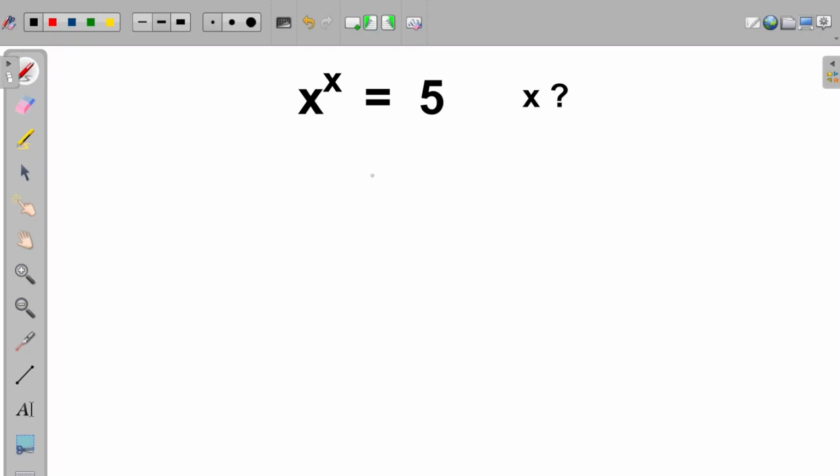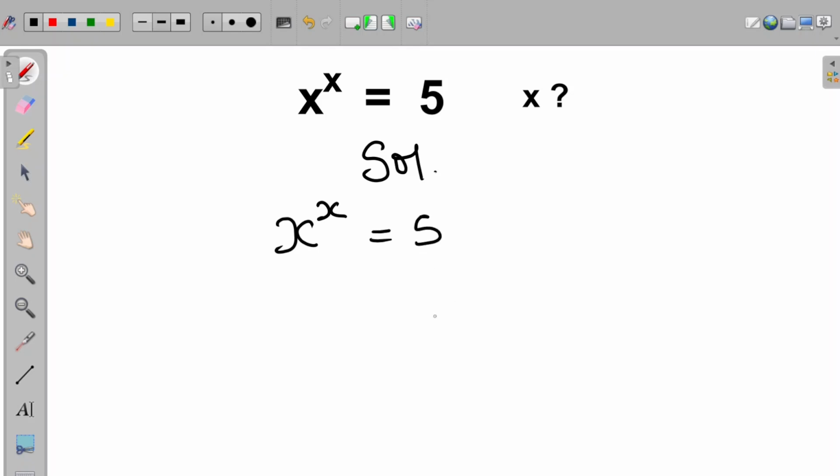In today's video, we are asked to find the value of x, given that x raised to the power of x is equal to 5. So the equation given to us is x raised to the power of x is equal to 5.